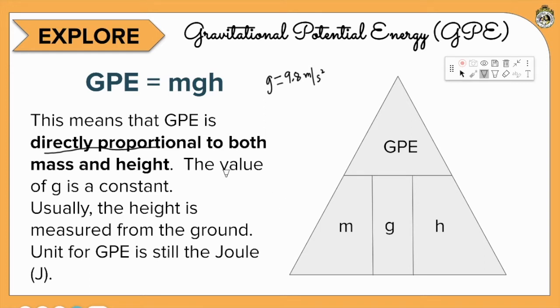All right. So again, the value of g is a constant, and you know that. And usually the height is measured from the ground. Since gravitational potential energy is energy, the unit for GPE is still the joule, with the symbol J. And then let me direct your attention to the pyramid here on the right.